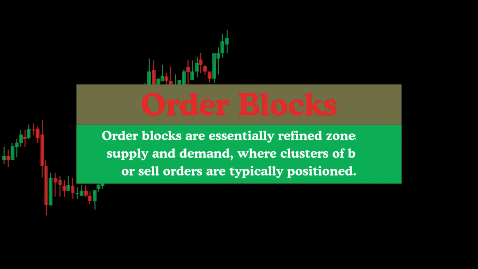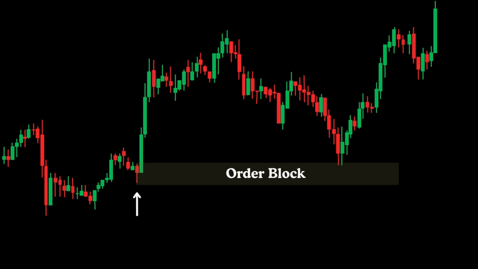Order blocks are essentially refined zones of supply and demand, where clusters of buy or sell orders are typically positioned. These price levels have been denied by the market. Once price returns to these levels, it may respond to them again.